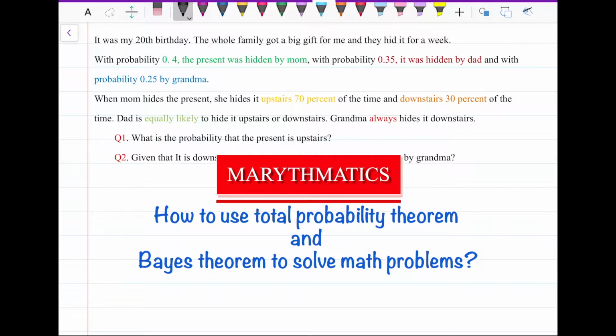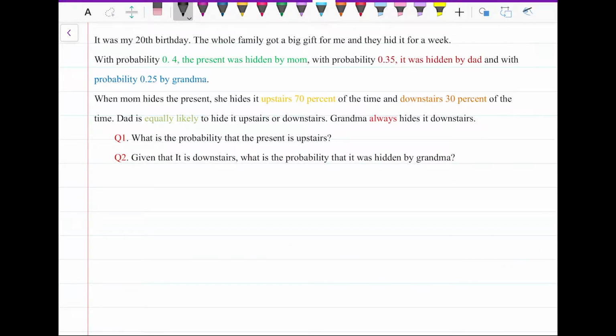I would like to solve this question that uses total probability theory and Bayes' theorem for its solution. It was my 20th birthday. The whole family got a big gift for me and they hid it for a week.